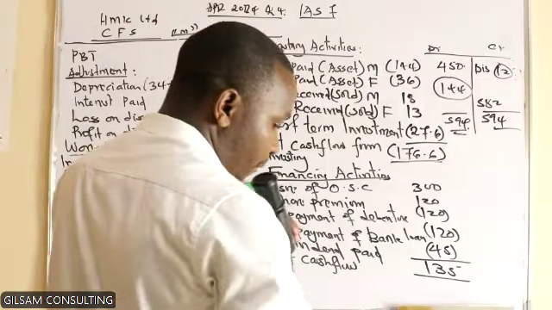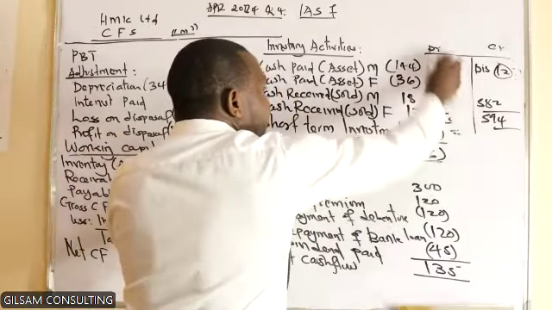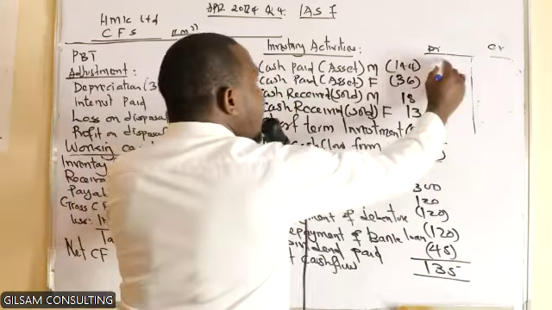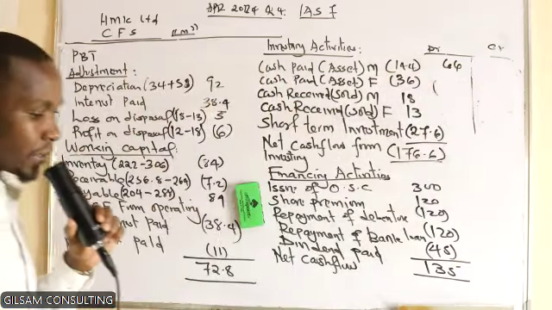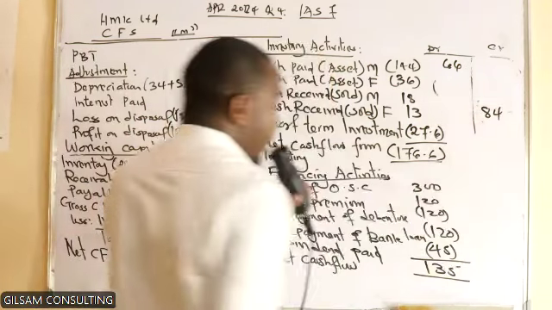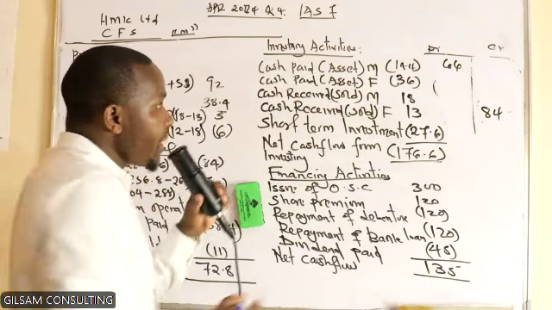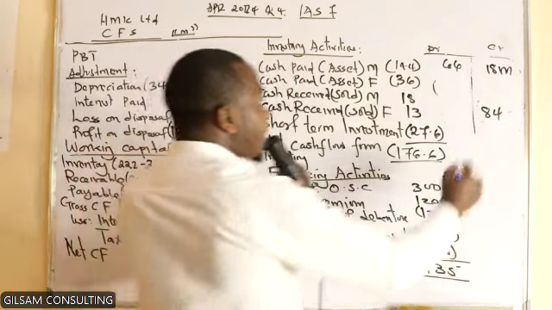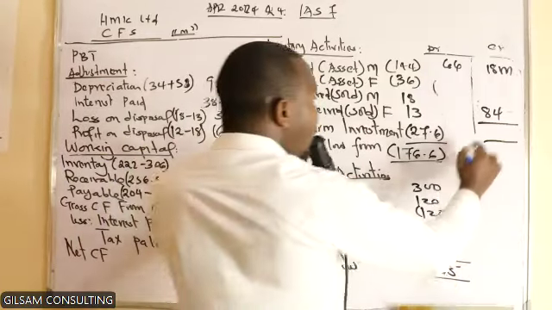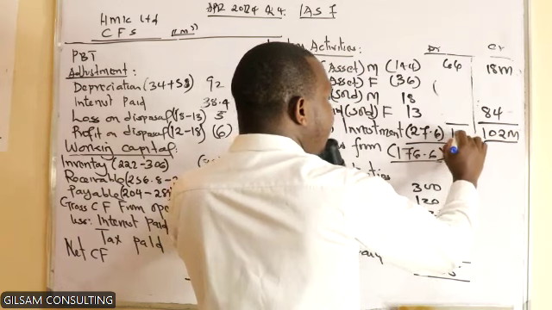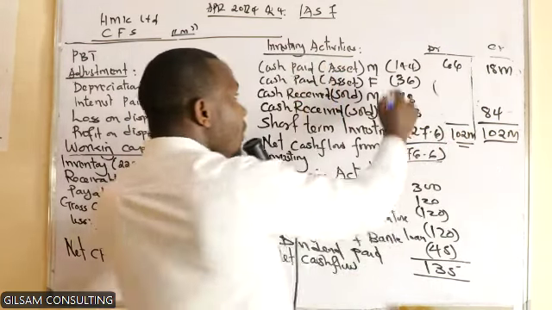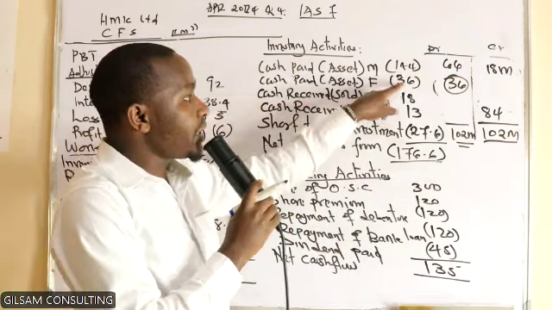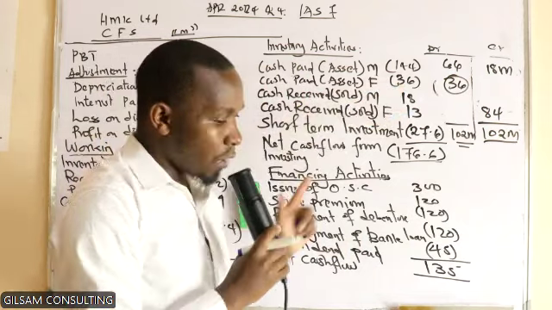Then we go for furniture. We have the balance brought forward 66 million, and then balance carried forward 84 million. And then we have disposed 18 million. So if you add the two, we get the total of 102 million, which will come also this side. The difference between the two will give us 36 million. So this is the cash paid to acquire furniture, which is the cash outflow.